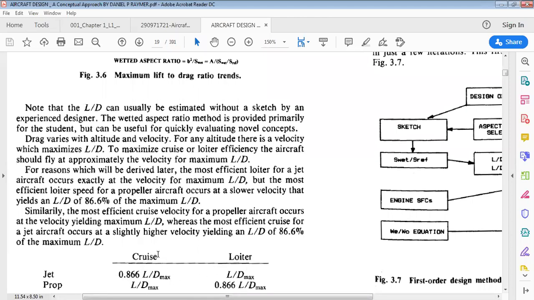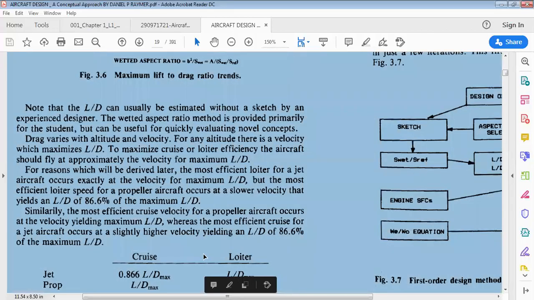Whenever we have to find the cruise speed of an aircraft, we take L by D max and multiply by 0.866. I will get the cruise of a jet engine. For loiter, you just take L by D max. And for a propeller based aircraft, cruise is L by D max, and 0.866 into L by D max is for loiter. Please make a note of it. Cruise for a jet is loiter for the propeller, loiter for the jet is cruise for the propeller. They are vice versa. Please remember how jet engines and propeller based aircraft are interconnected. This is important and should be known.